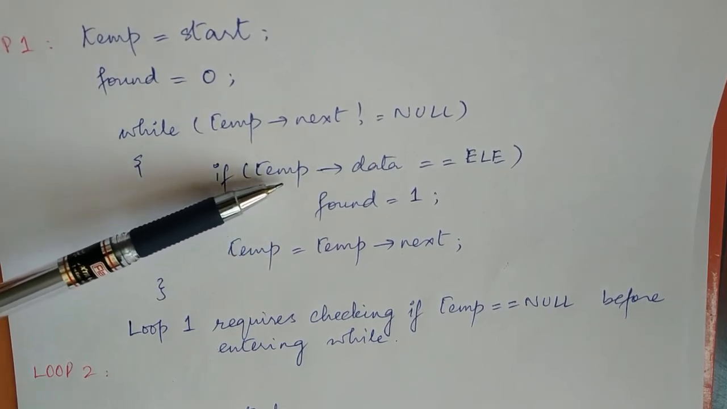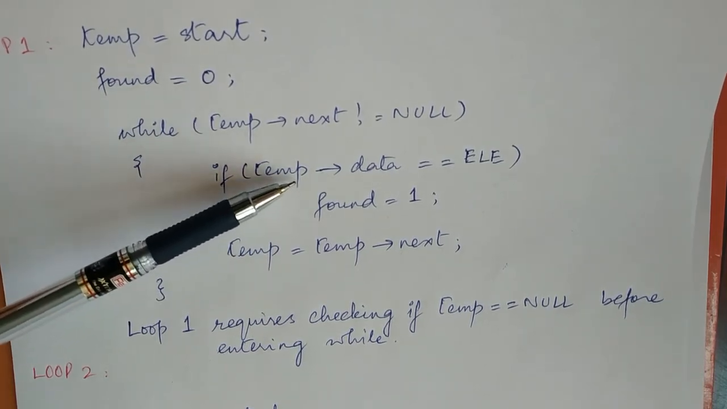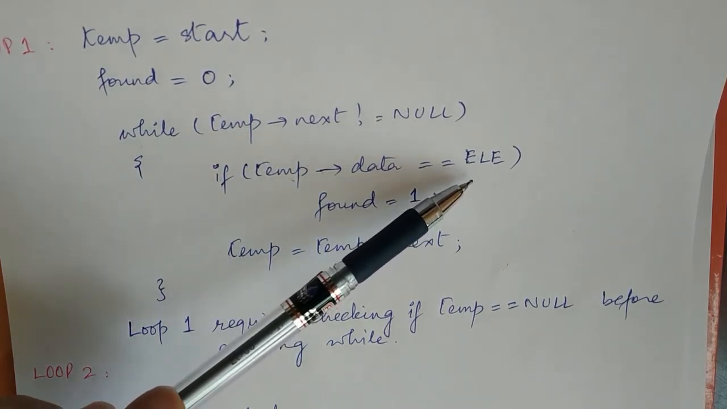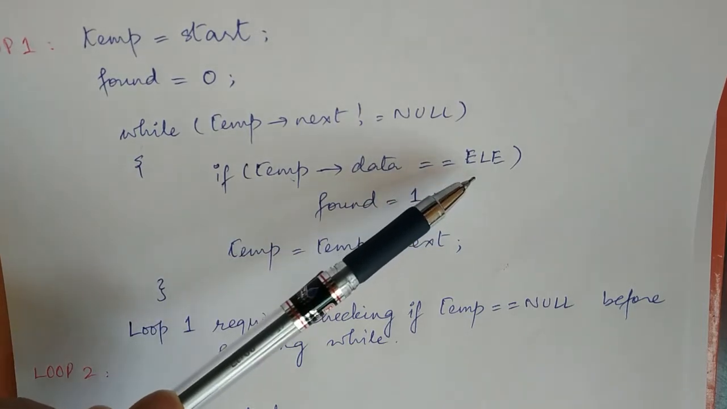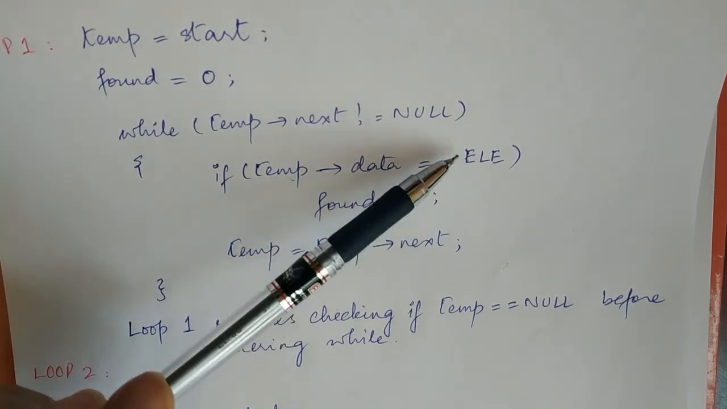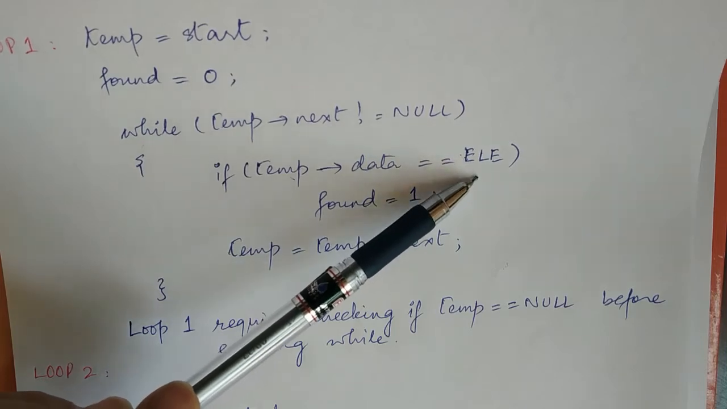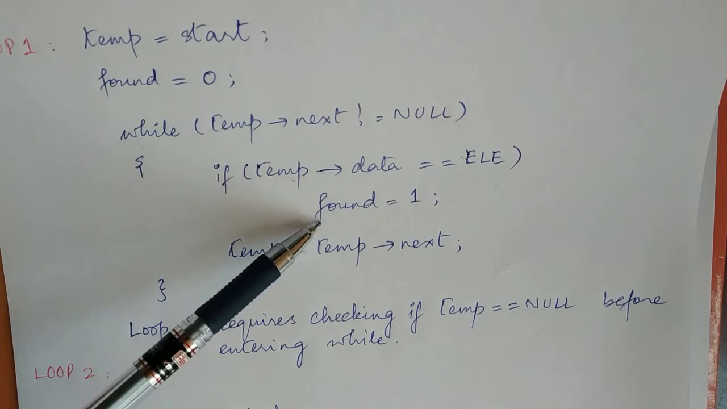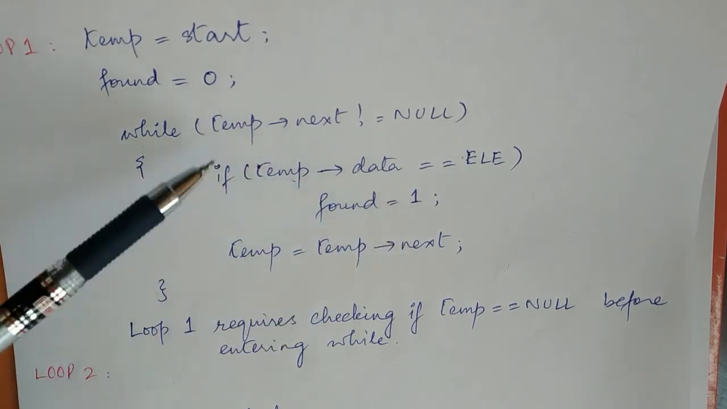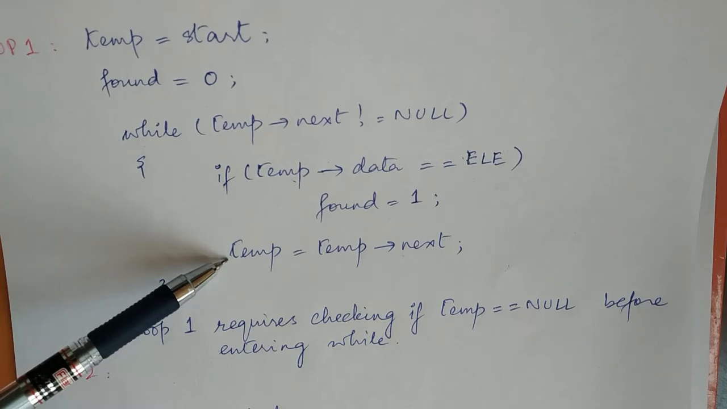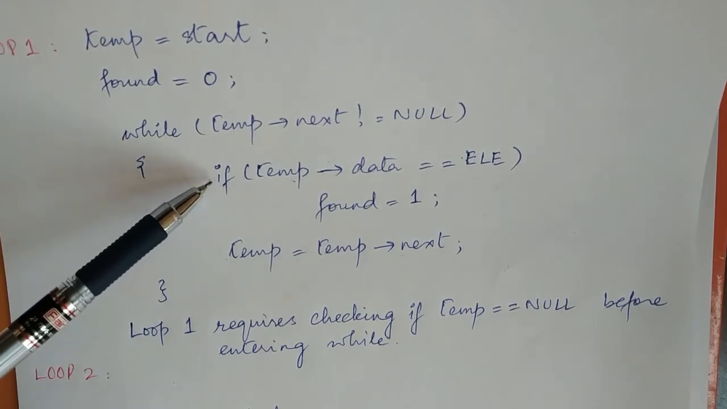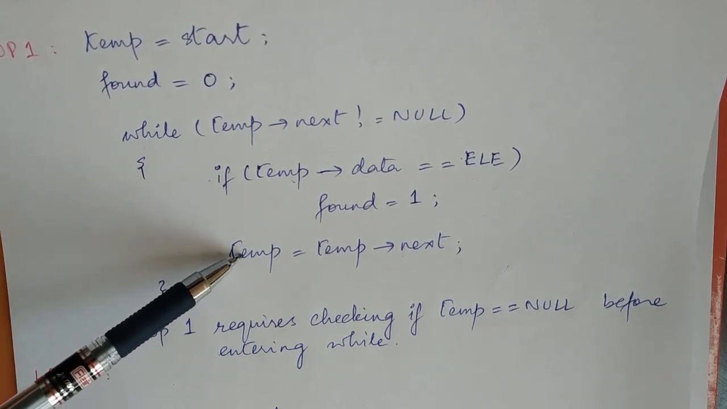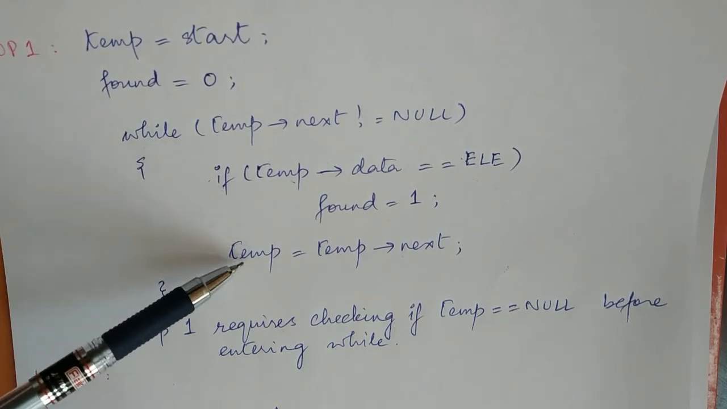Just like you print data, instead of printing, what I'm doing, I'm checking the data against the element that I'm searching. So this will be passed to me in the function through the main function. Okay, search for this element. The element value is stored in ELE. I check if temp to data is equal to element. If that is the case, I change found to 1 and then I proceed to the next node. So maybe the element is not present in the first node, then I will move on to the next node.